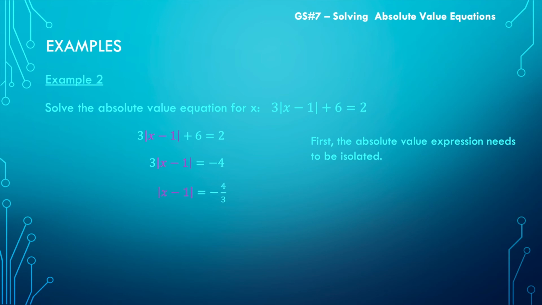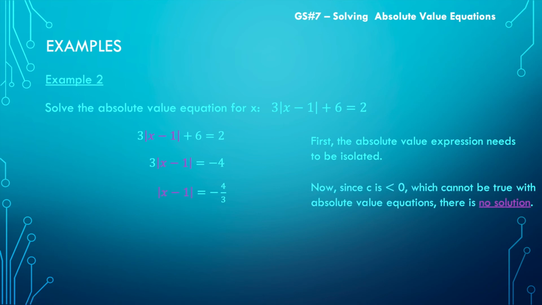And so when the absolute value expression is isolated, absolute value of x minus 1, I end up with negative 4/3. Okay, and so here's where we need to be careful, because we know absolute value represents a distance from 0, and that distance is always non-negative, and this is negative. Okay, so since it's negative, and that can't be true with absolute value equations, there is no solution to this particular equation. Okay, so you would just write no solution or the null symbol there.